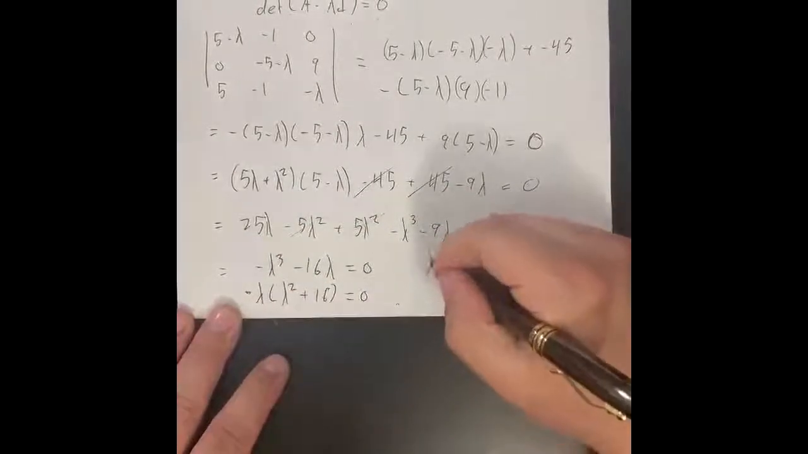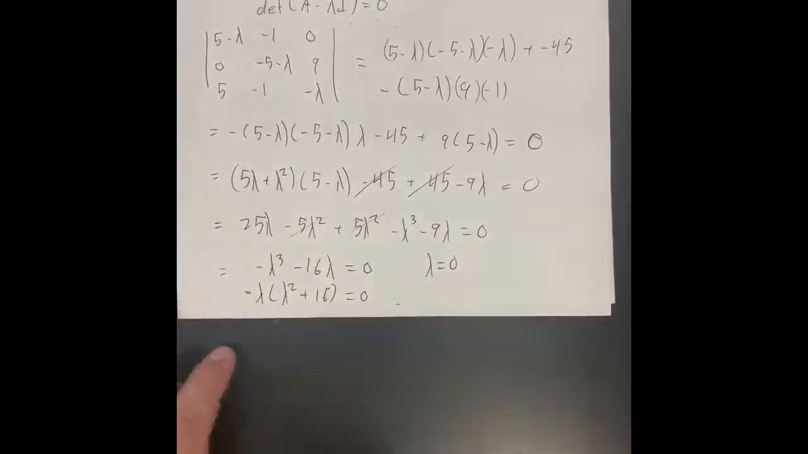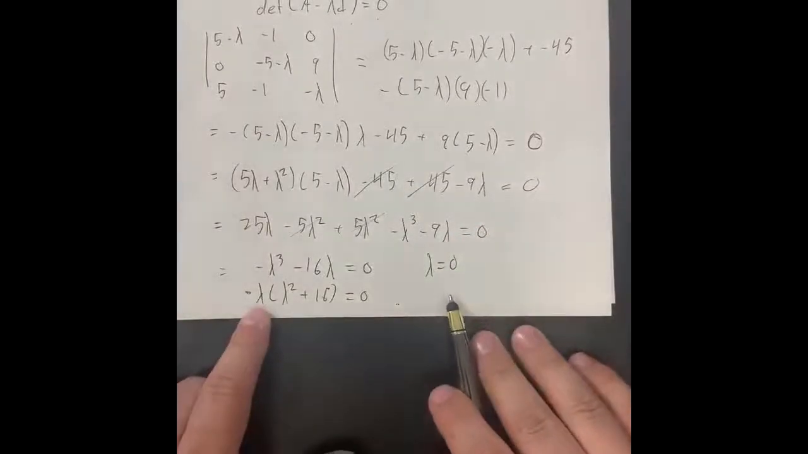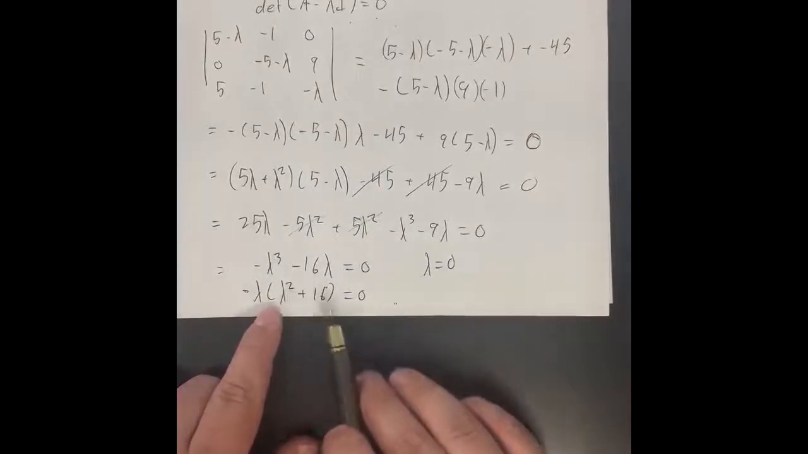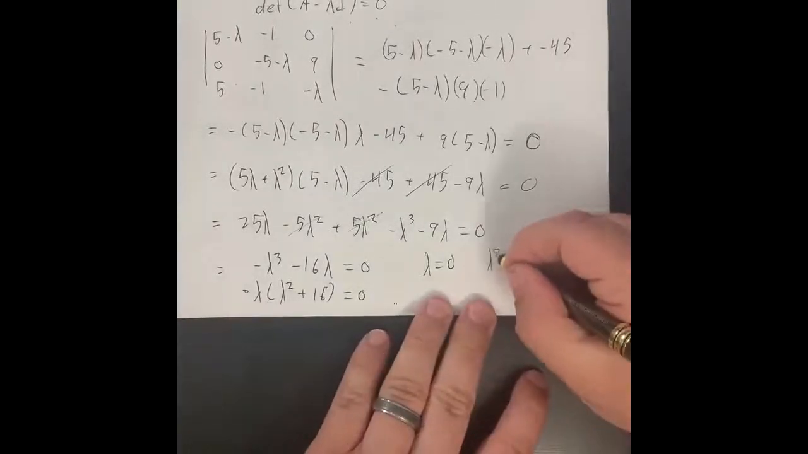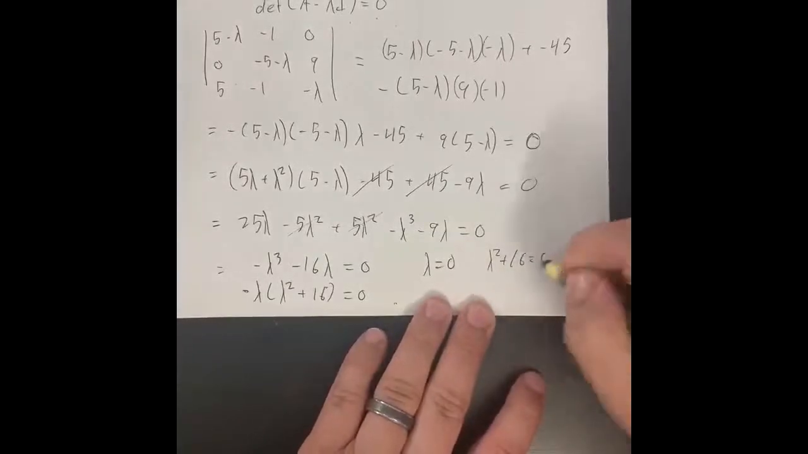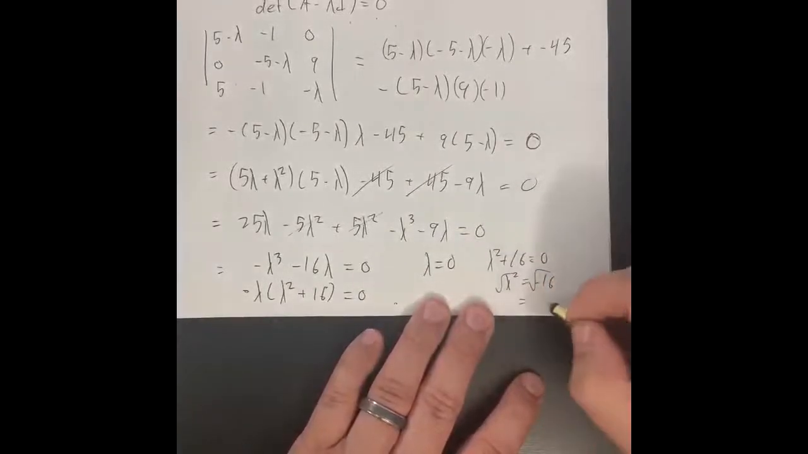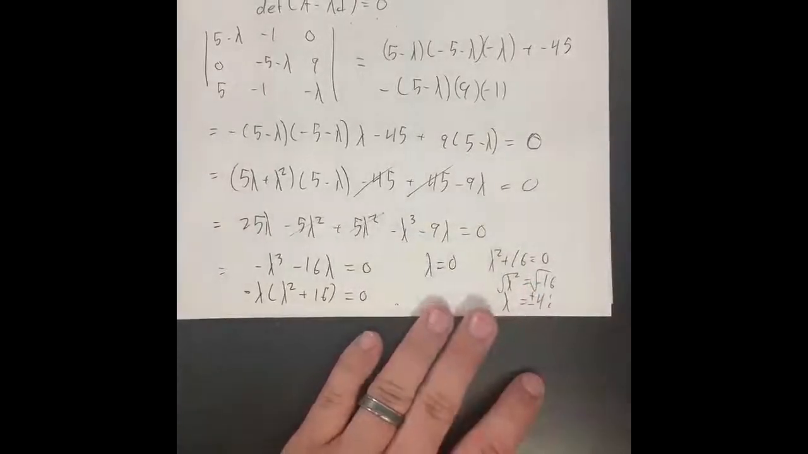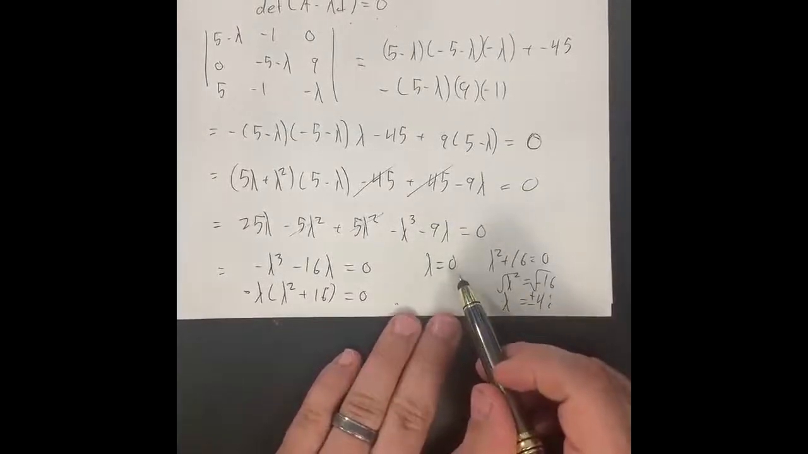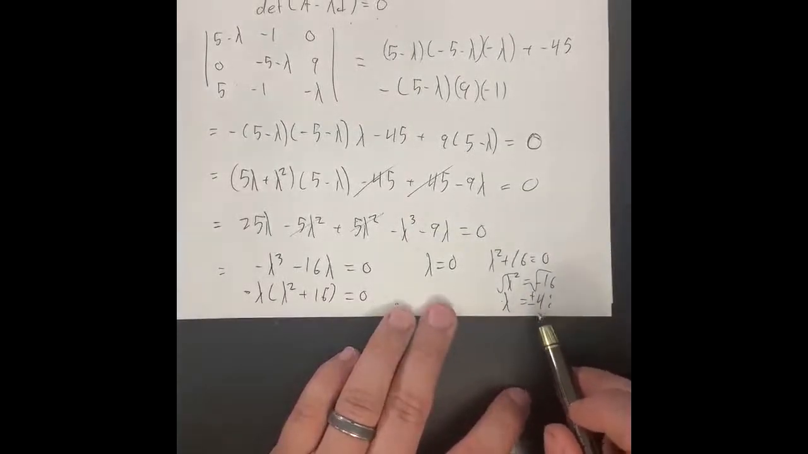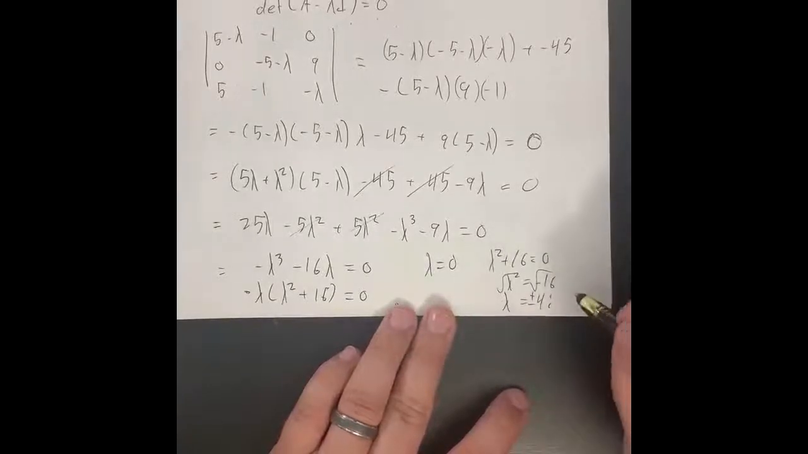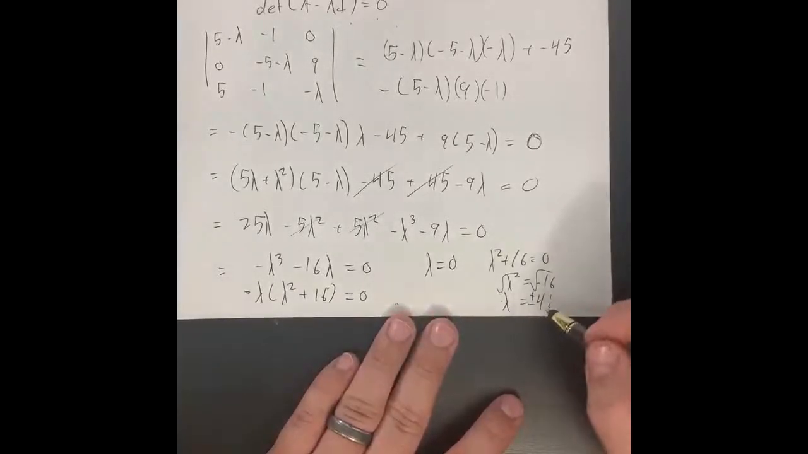So one answer is lambda equals 0. One eigenvalue is 0. Then we find when lambda squared plus 16 equals 0. You can bring the 16 across, so minus 16, and take the square root. We're going to get imaginary values, plus or minus 4i. So one eigenvalue is 0. The other two eigenvalues are plus or minus 4i. And just as before, we're going to get these pairs of complex values.